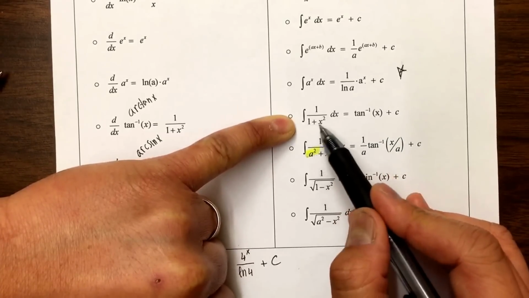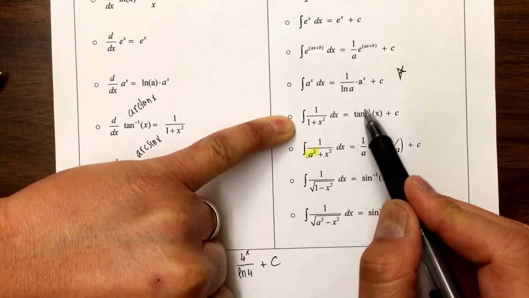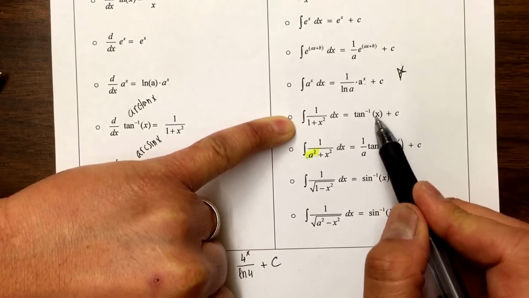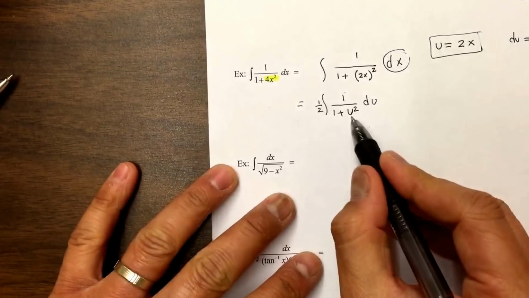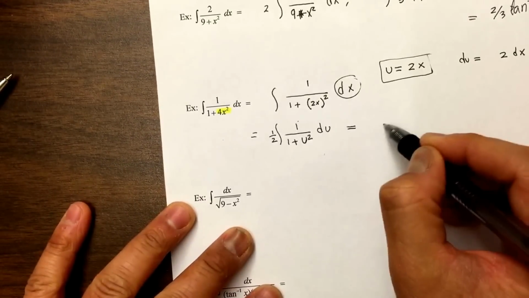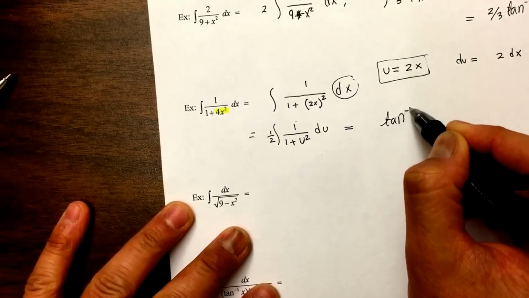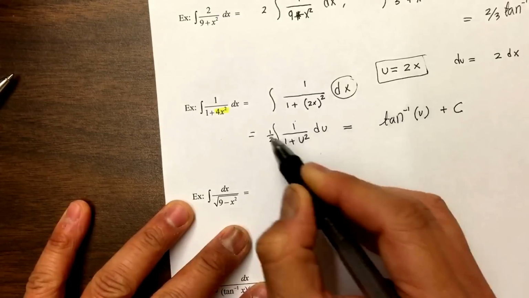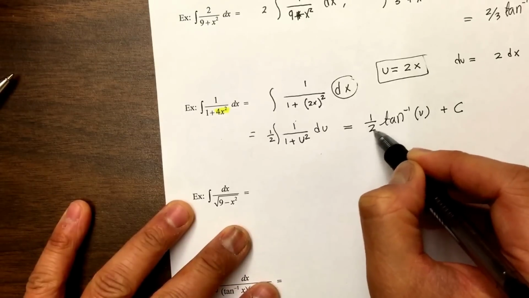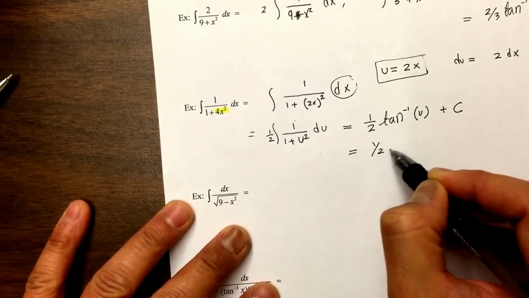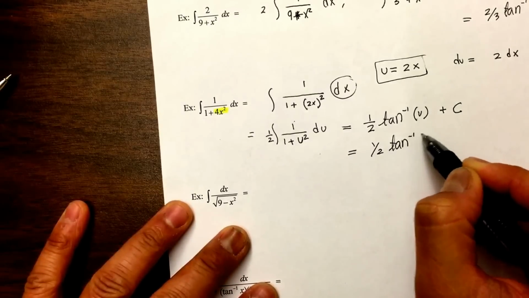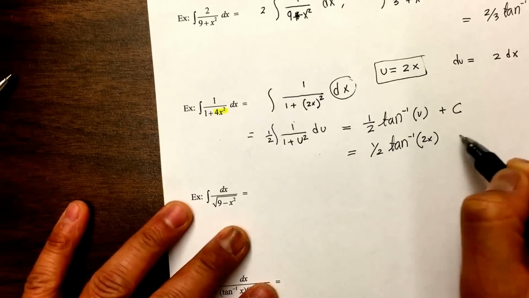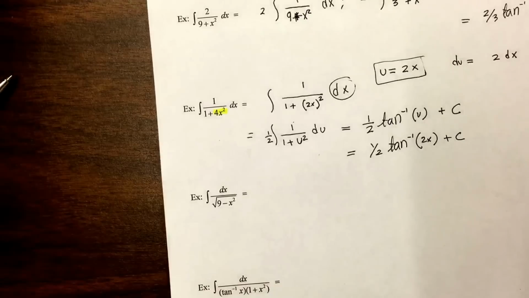So its antiderivative is going to be tangent inverse of u for our problem. So let's write that down. So see, this is equal to tangent inverse of u plus c, and then we bring over the 1/2, and then finally we substitute what u is, which is 2x, plus c, and we're done.